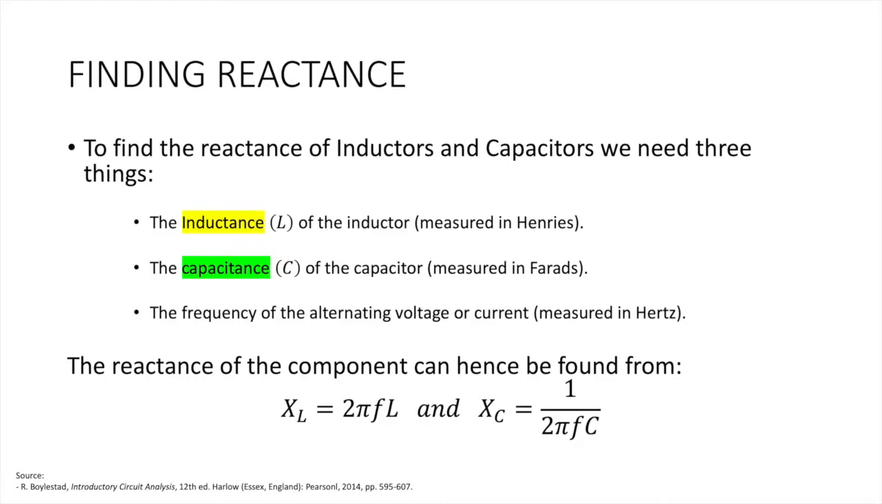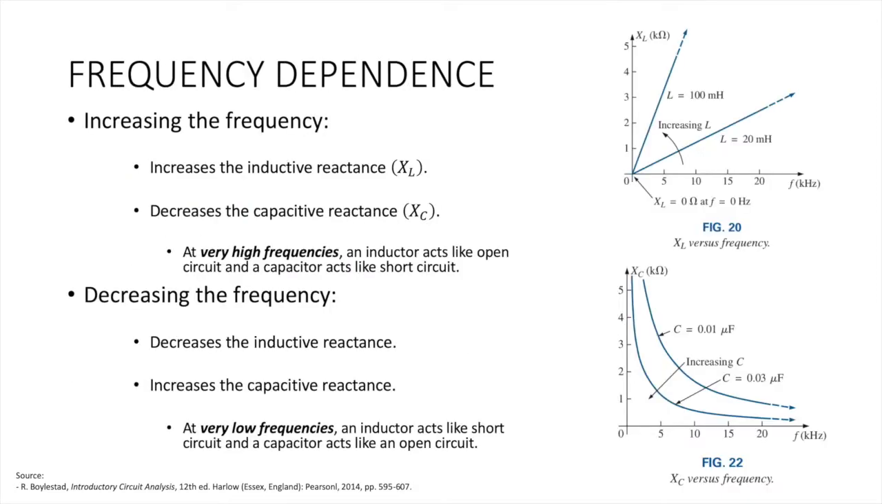To find the reactance of inductors and capacitors, we need three things: the inductance of the inductor, measured in henries, the capacitance of the capacitor, measured in farads, and the frequency of the alternating waveform, measured in hertz. The reactance of the component can hence be found from X_L equals 2 pi multiplied by the frequency times the inductance of the inductor, or X_C equals 1 divided by 2 pi times the frequency times the capacitor capacitance.